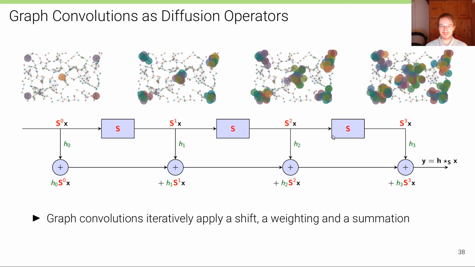And then we shift the shifted version of x again. We get s to the power of 3 x. We multiply it with h3, and we add h3 s to the power of 3 x to the output. And so we get the convolution output of this graph convolution filter.